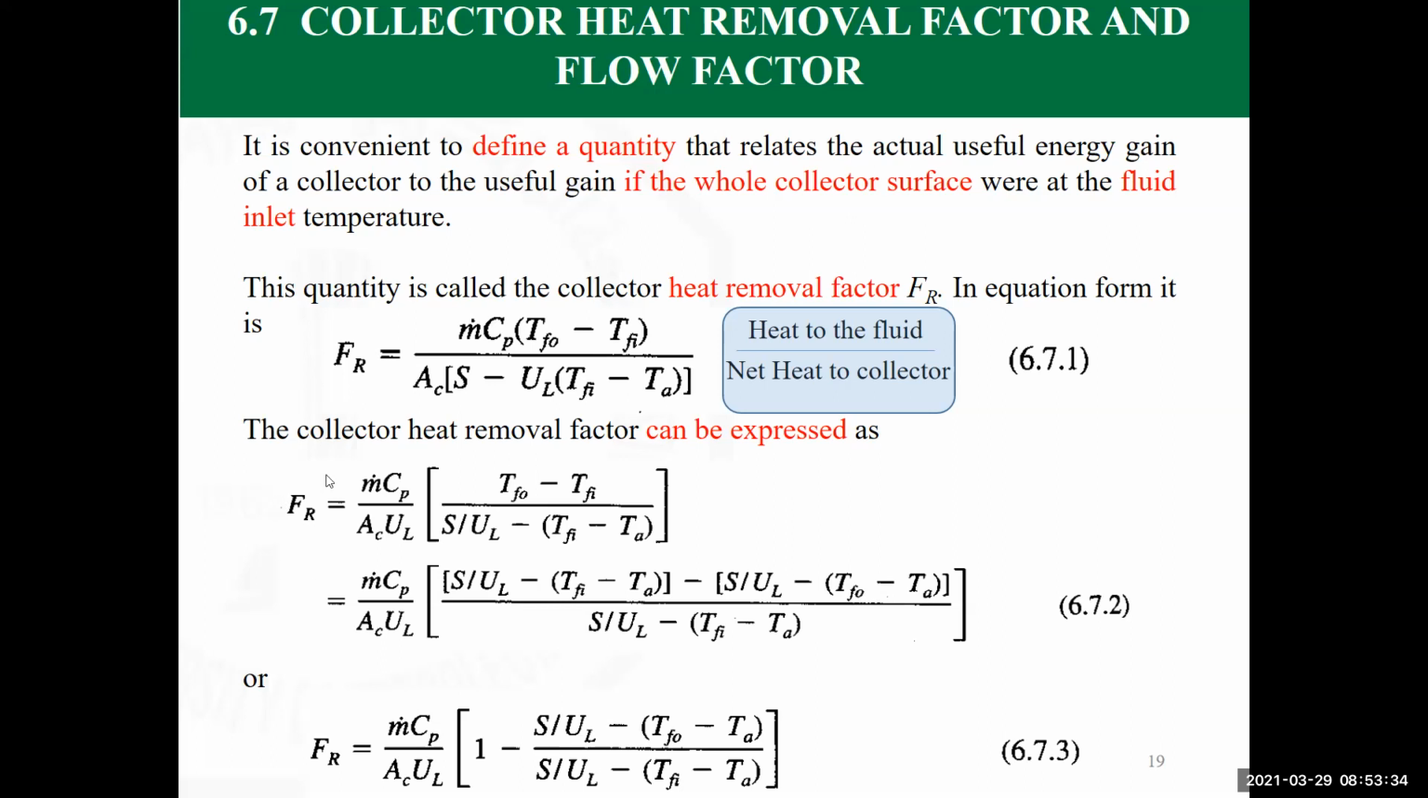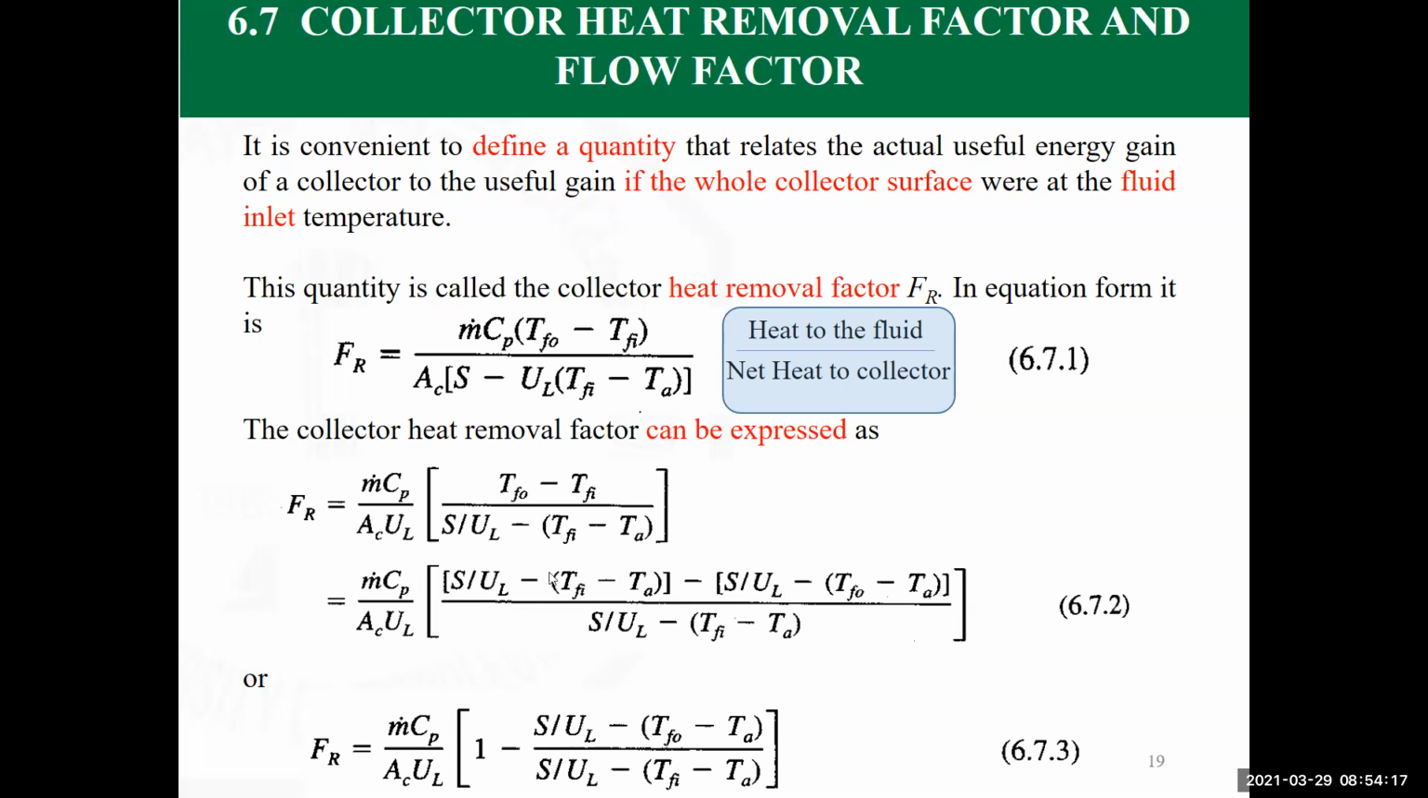So FR is m dot Cp, as you can see from here. Then we have A, and we take the U common, so that here we have S over UL minus TFI minus TA. That's the expression you can see here. What we are doing is just a manipulation: as if we are adding S over UL and subtracting S over UL, adding TA and subtracting TA, so that it looks like this.